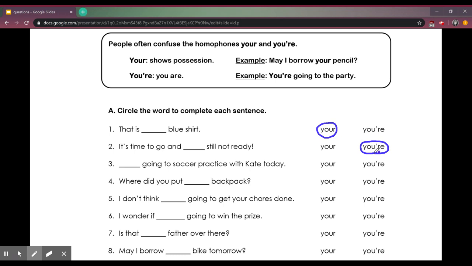So that's all you have to do for this worksheet. You just read the sentence and you can plug in the word your, because either way it's going to be your. You just have to figure out the correct spelling. And think about if you can plug in you and are. And if you can, pick the contraction one. And if it doesn't make sense, it's probably possessive, and you'll pick the possessive one.